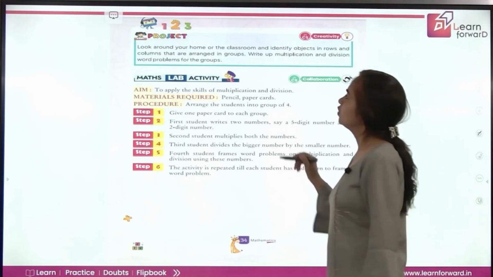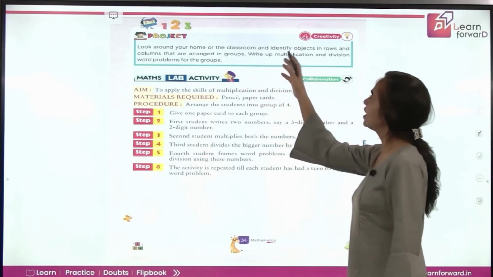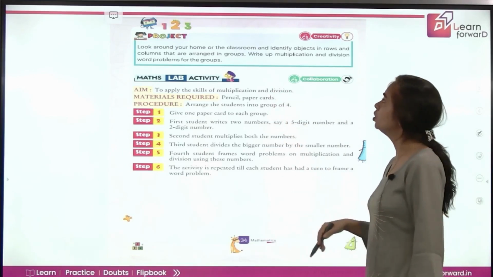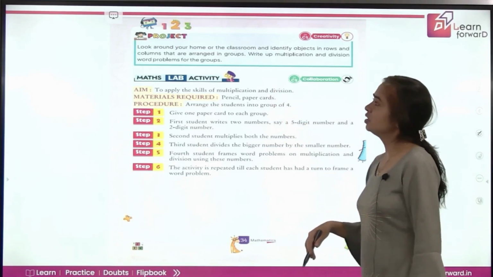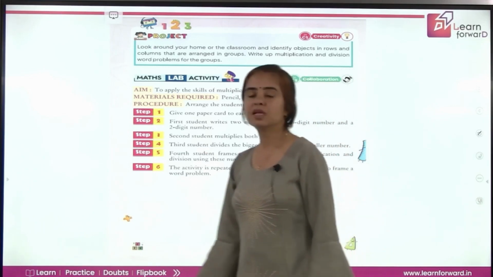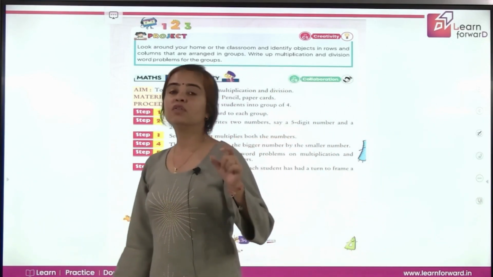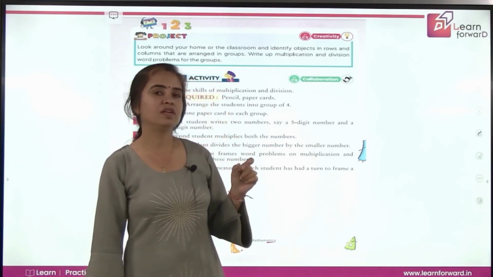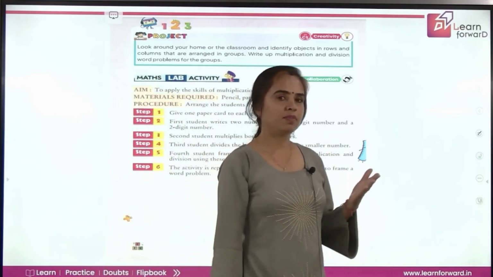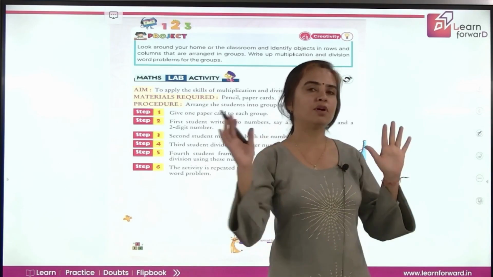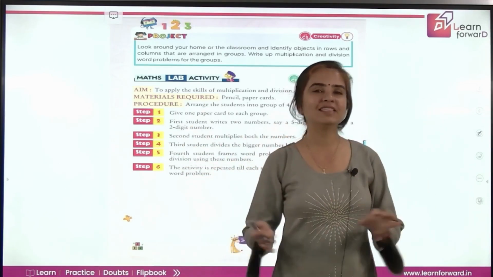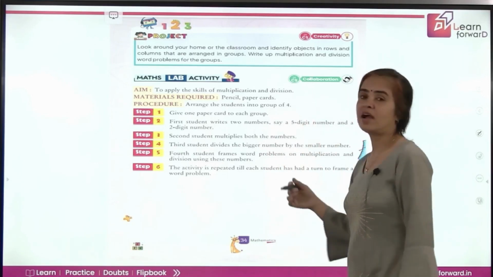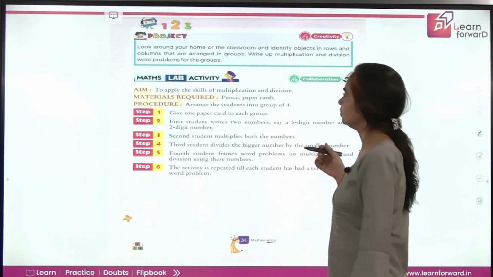Here's a project for you. Look around your home or the classroom and identify objects in rows and columns that are arranged in groups. Write up multiplication and division word problems for the groups. Like if you look at the arrangement of leaves on the trees, so you find the same pattern of leaves, isn't it? So you can talk about them. You can talk about the number of fingers with your friends here in the classroom. So look for such pattern and then you have to write your own word problems.